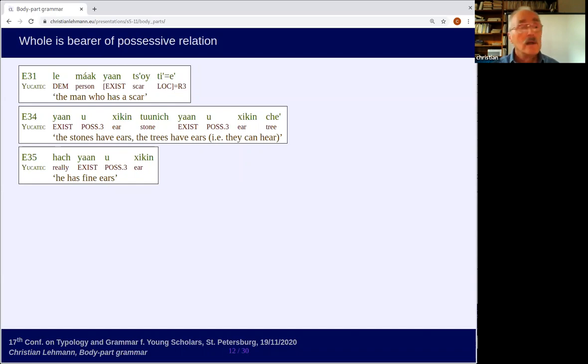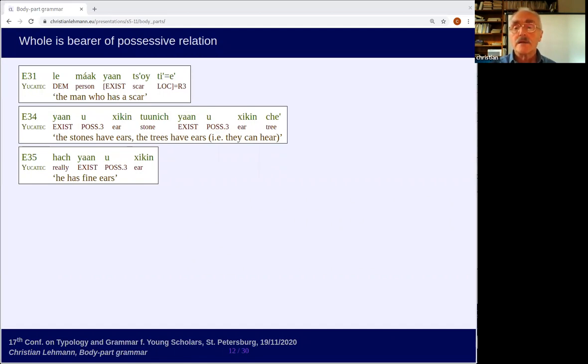So let's first look at example 34. Possession of a vital body part may be ascribed to an entity if a possessive relation to this particular kind of possessor is not inherent in the body part concept. So this example comes from a natural text. The stones have ears, the trees have ears. And it says there are its ear to a stone, there is its ear to a tree.